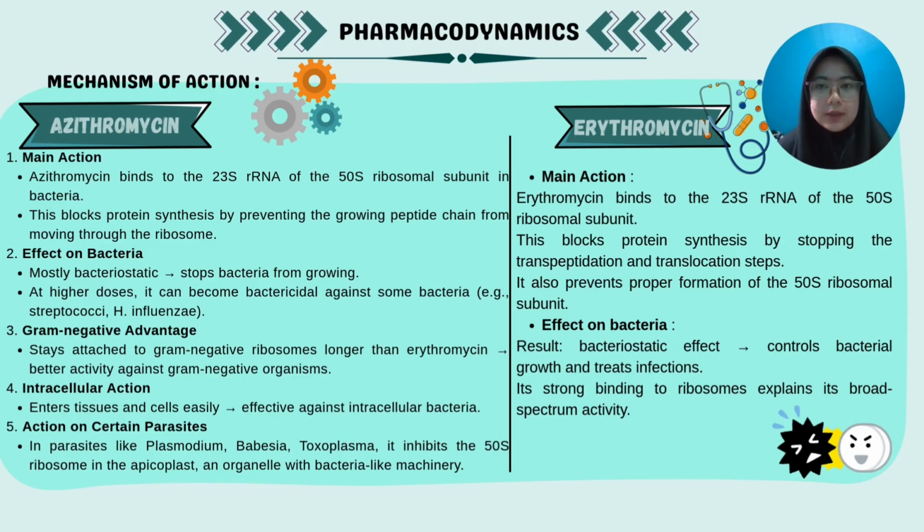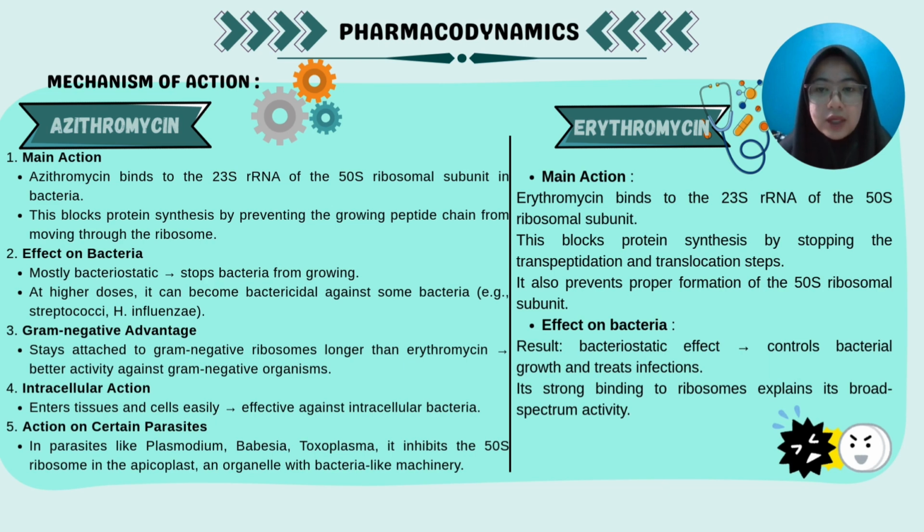Move on to the next one, which is pharmacodynamics. Mechanism of action, azithromycin. The first main action is that azithromycin binds to the 23S rRNA of the 50S ribosomal subunit in bacteria. This blocks protein synthesis by preventing the growing peptide chain from moving through the ribosome. Effect on bacteria: mostly bacteriostatic, which is stopping bacteria from growing. At higher doses, it can become bactericidal against some bacteria, for example, streptococci and influenza.